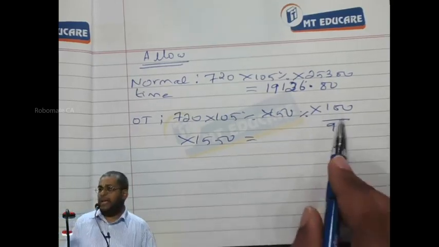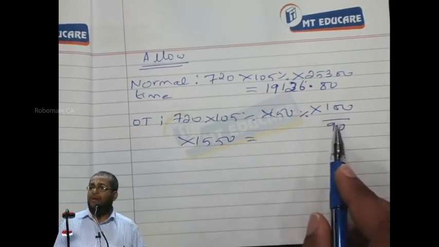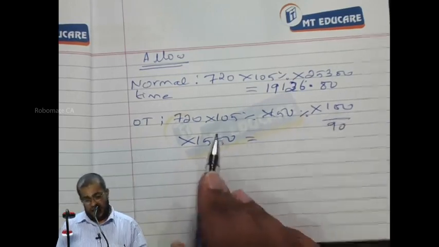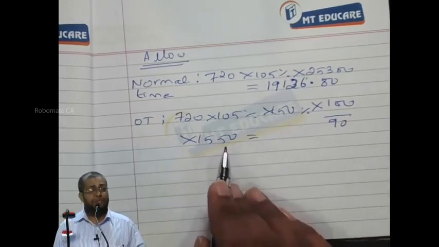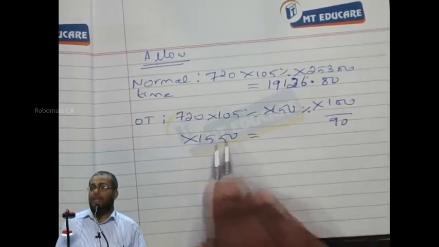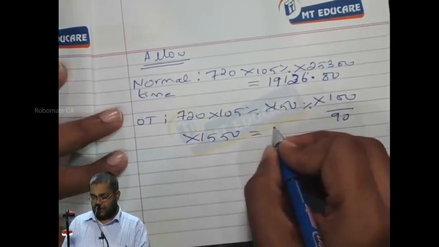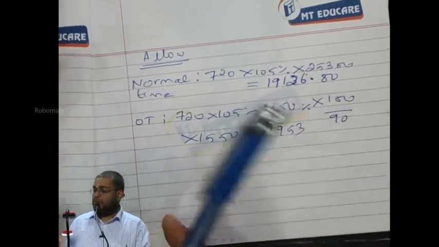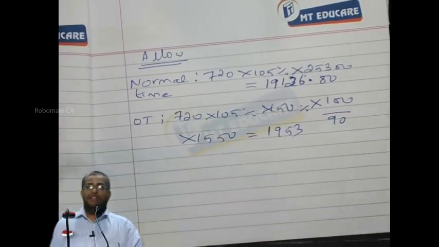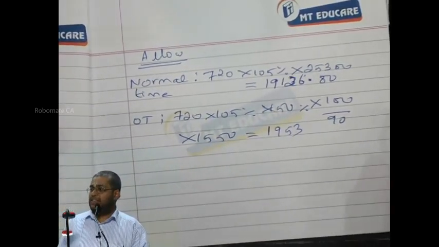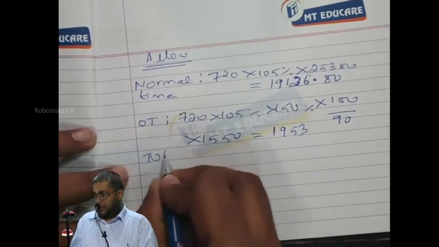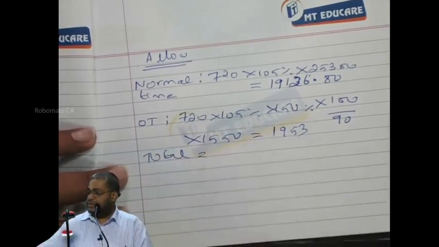So instead of multiplying by 90%, I divided by what? 90%. What is dividing by 90%? 100 by 90. Into how many missions here? 1550 missions. These are overtime working. Tell me what's the number? 1953. This is going to be the overtime wage cost. I think you are all able to understand right along with me or not? No. Please tell me the total. What is total here?